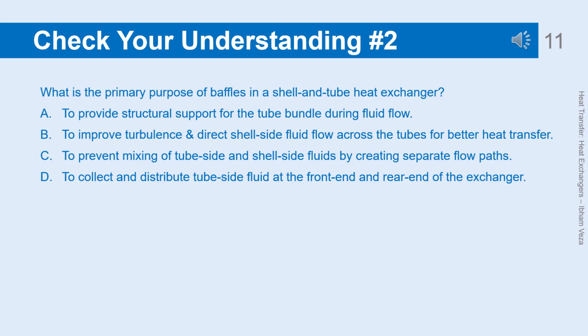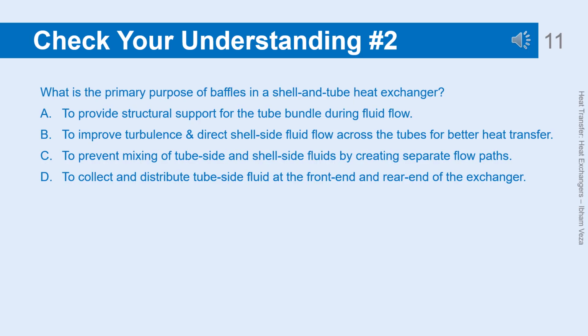Correct answer: B. To improve turbulence and direct shell side fluid flow across the tubes for better heat transfer. Explanation of incorrect options. A. To provide structural support for the tube bundle during fluid flow. While baffles may provide incidental support, their primary role is to enhance heat transfer by improving fluid turbulence and directing shell side flow.